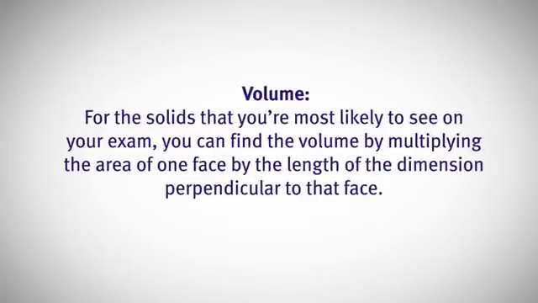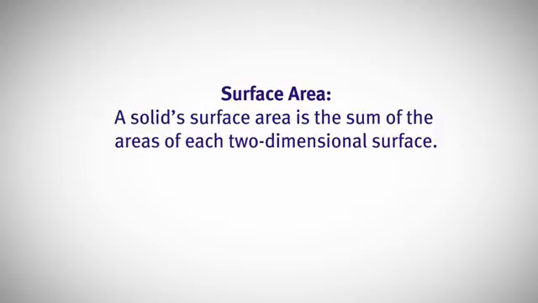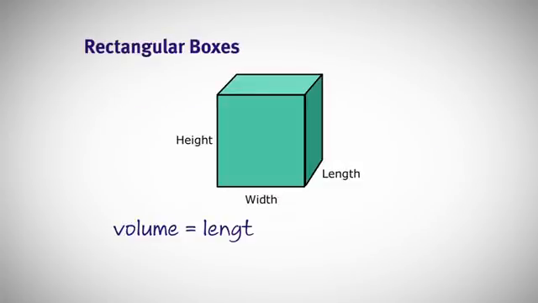You may be asked to find the volume of a solid or its surface area. So let's examine volume first. For the solids that you're most likely to see on your exam, you can find the volume by multiplying the area of one face by the length of the dimension perpendicular to that face. We'll look at some examples that will help make this description clear. As for surface area, a solid's surface area is the sum of the areas of each two-dimensional surface. Let's take a look at some examples.